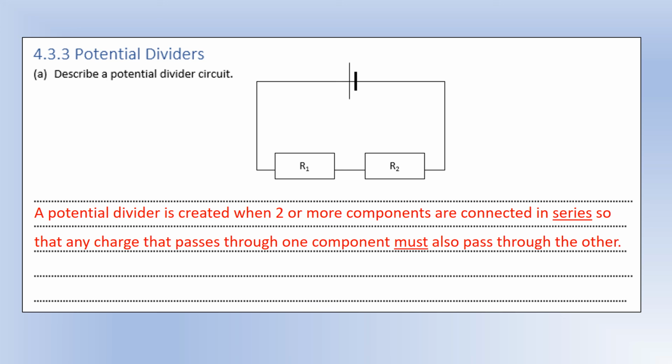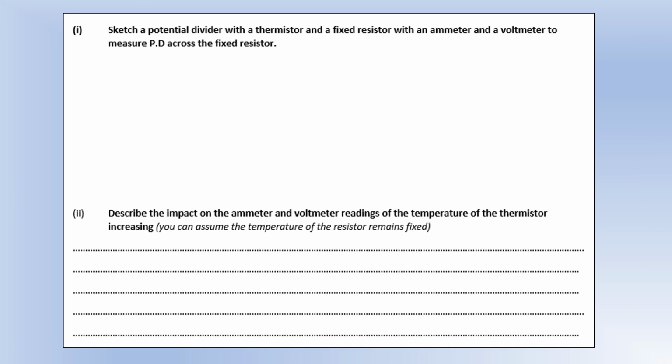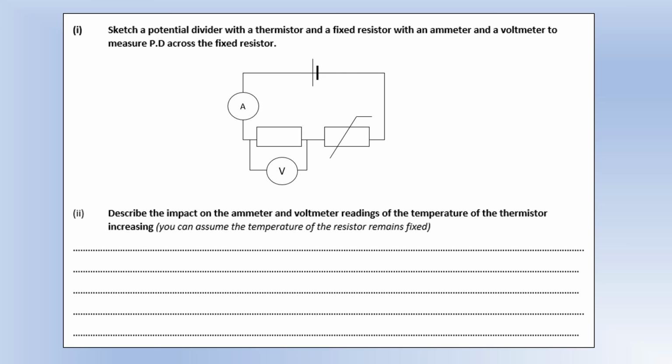And as I was saying earlier, if they're in series, what that means is any charge that goes through one of the components must also have to go through the other ones. That's how we know they're in series. So an example we use potential dividers for is in sensor circuits. So this one, we want a potential divider with a thermistor, a fixed resistor, an ammeter, and a voltmeter across the fixed resistor. That's going to look like this.